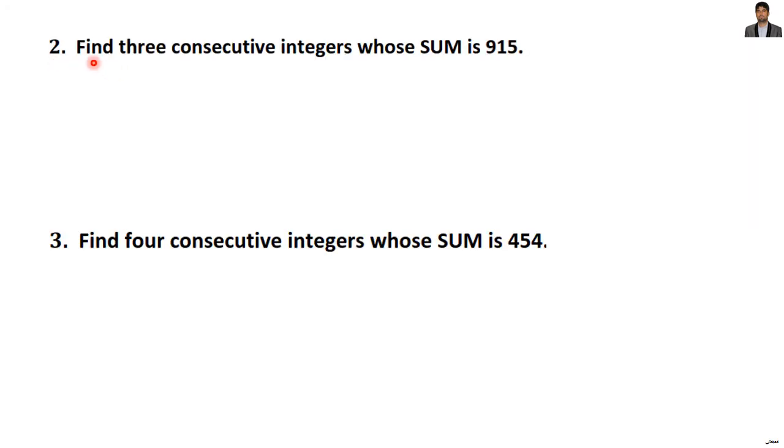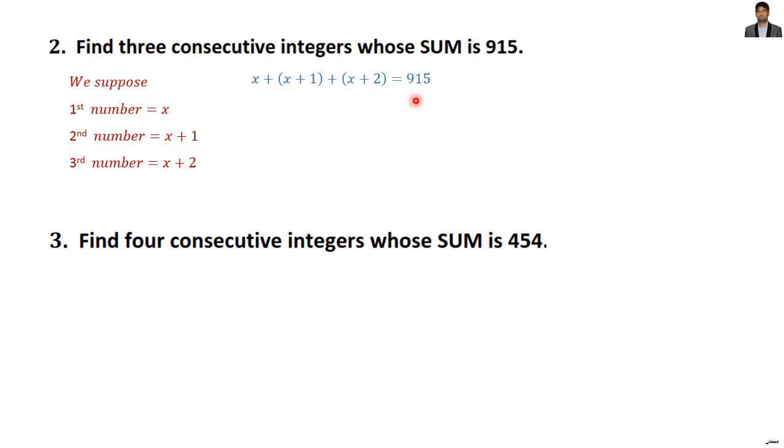Question number 2. Find three consecutive integers whose sum is 915. Again, we suppose that the first number is x, second number is x plus 1, third number is x plus 2. When we add these numbers, we should get 915. Remove the brackets. We'll get, add all the x's, 1, 2, 3. 3x plus 3 is equal to 915.